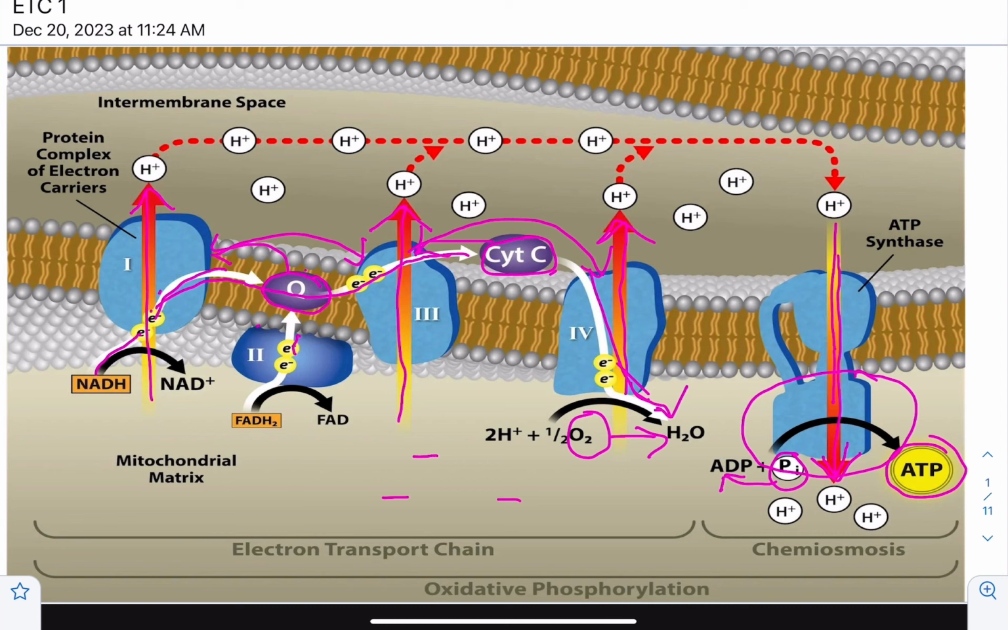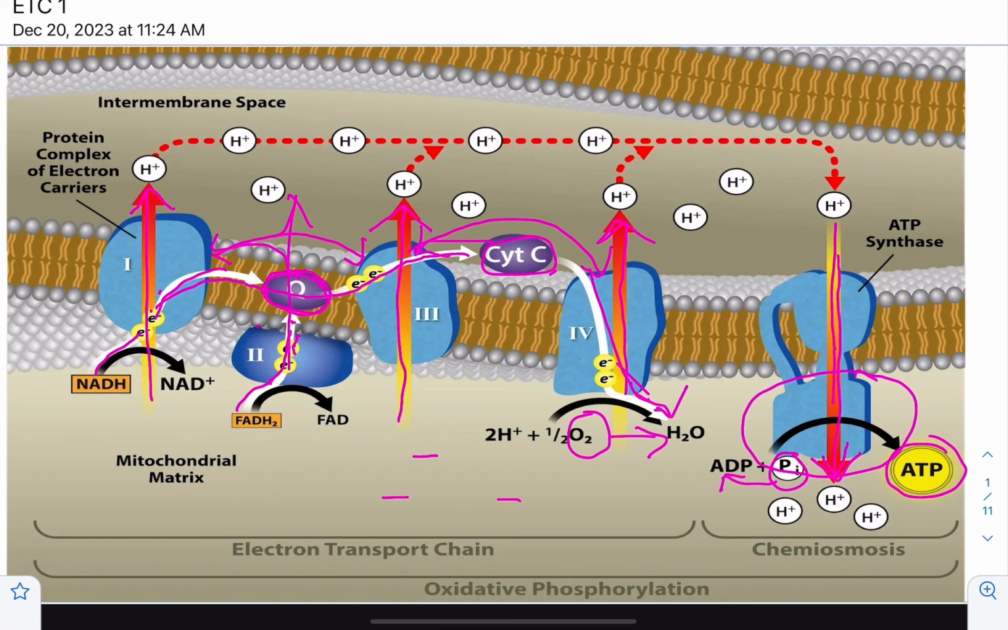Now, that's what happened with NADH. And now you have FADH2, which doesn't go to complex 1. FADH2 goes to complex 2, and their electrons are given up to complex 2. So complex 2, as they go through it, also pumps out protons in the inner membrane space.